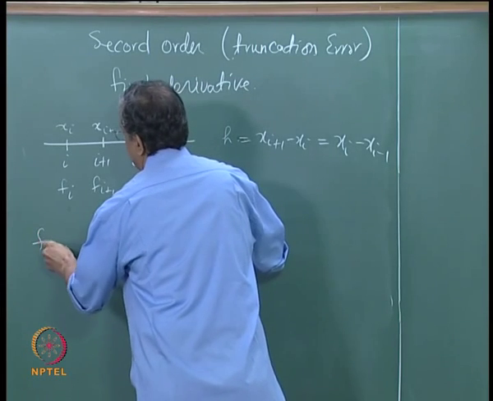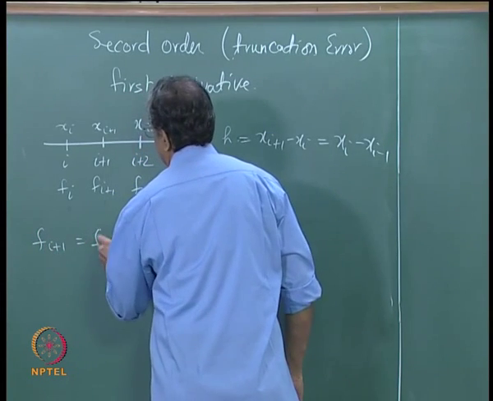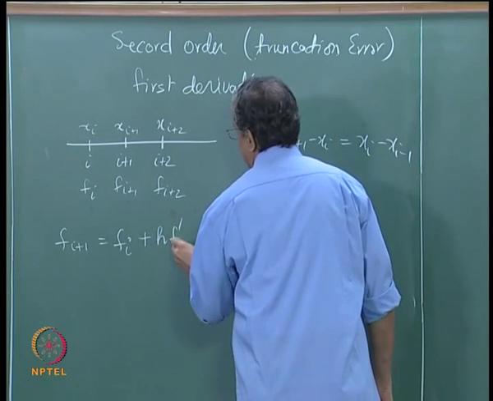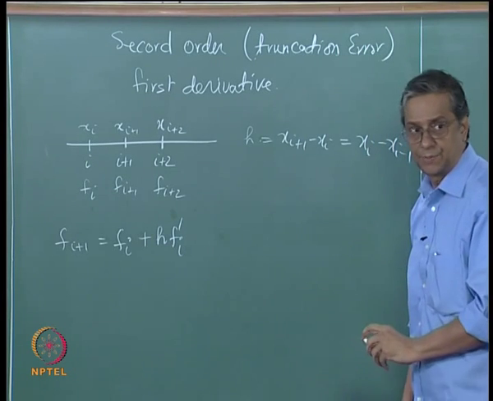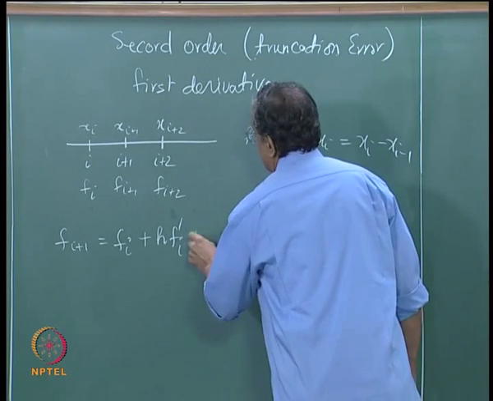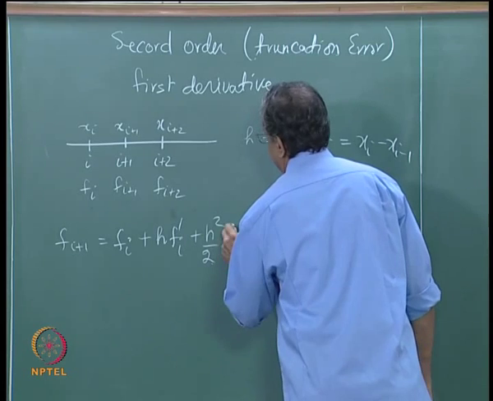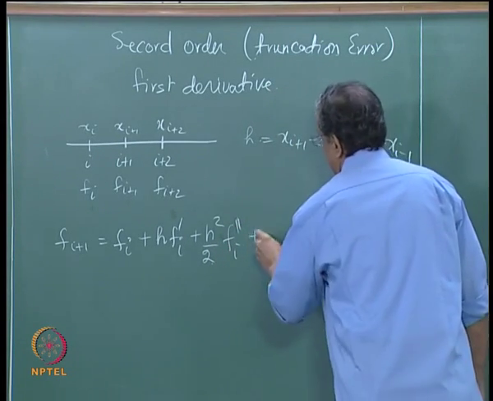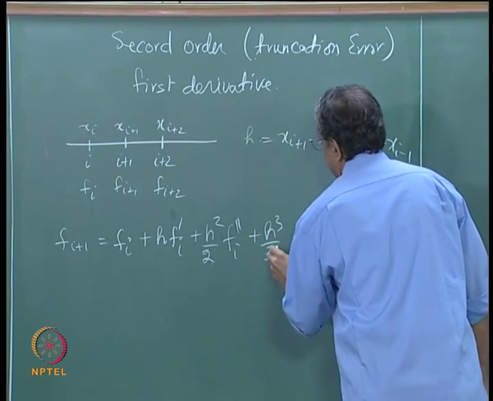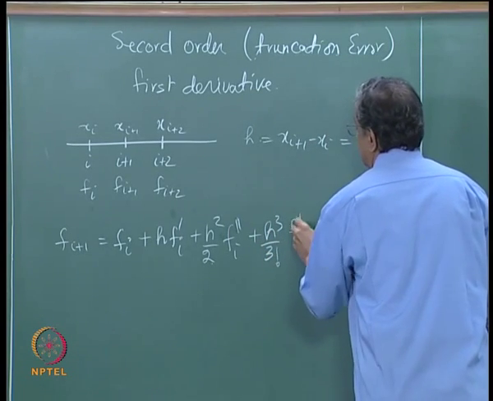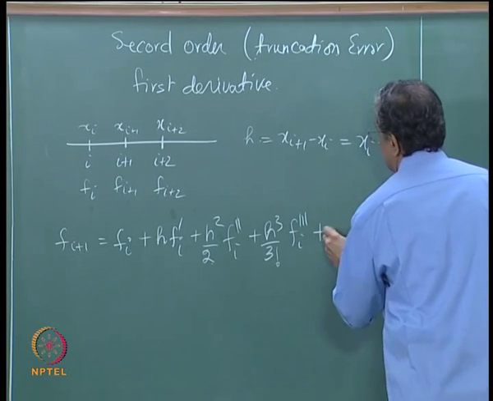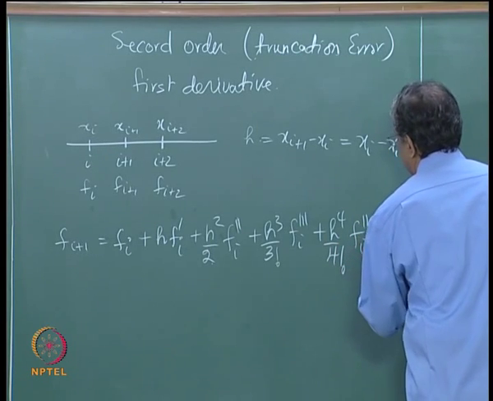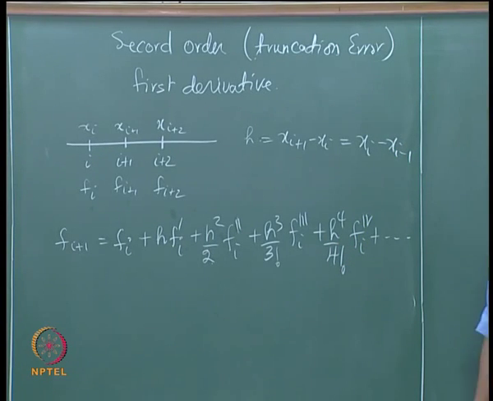So f at i plus 1 is f at i plus h times f prime at i, where the prime indicates differentiation with respect to x, plus h squared by 2 factorial f double prime at i, plus h cubed by 3 factorial f triple prime at i, plus h to the 4th by 4 factorial f fourth derivative at i, and so on, okay.